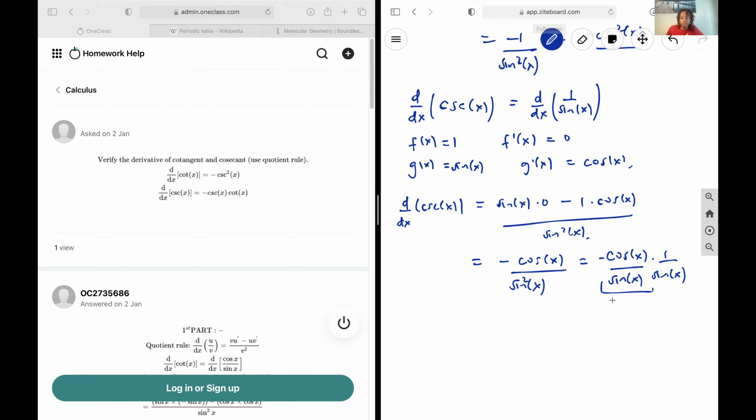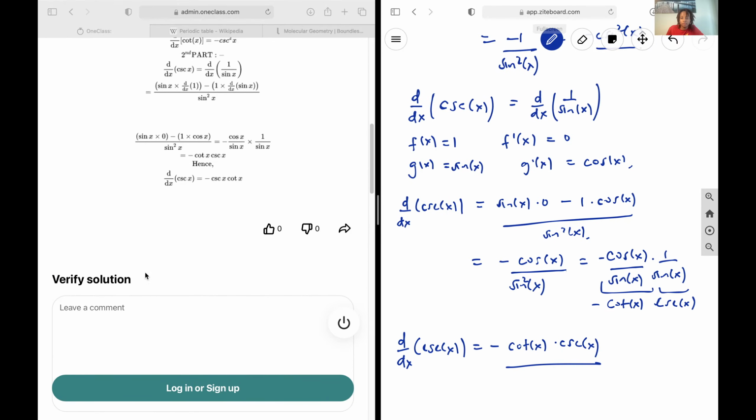We've already established that this is going to be cotangent of x, and this is going to be cosecant of x, and then there's a negative. So all of that means that the derivative of cosecant x is equal to the negative cotangent x multiplied by cosecant x. So we've proven what is in the question, and that is going to be everything for this one.